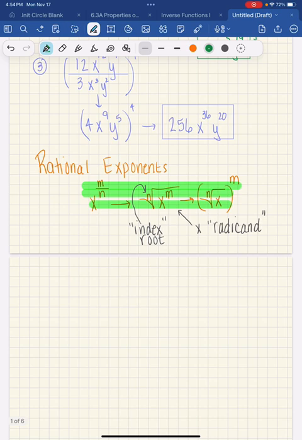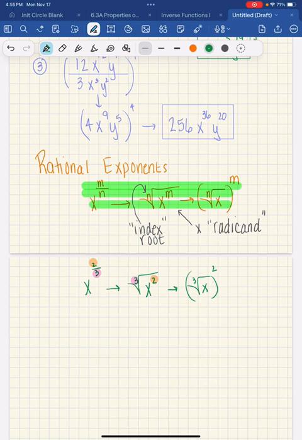Okay. So x to the 2/3 power. The denominator, 3, is going to become my root. The denominator is the root. The numerator is the exponent. This is exactly the same thing as the cube root of x squared. Both of those are correct.